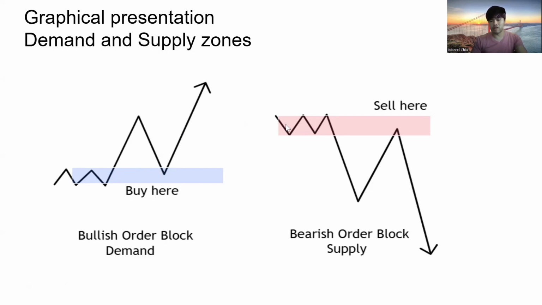Whereas on the bearish order block, when market orders are being collected here and price breaks to the downside, it forms inefficiency, fair value gaps here. And when price comes back to this level again, this is where we can go short.